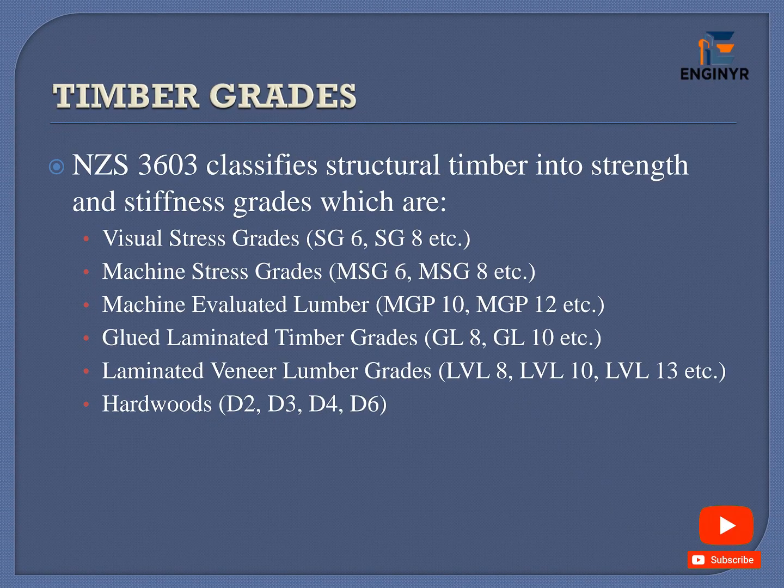Timber grades. NZS 3603 classifies structural timber into strength and stiffness grades. Visual stress grades, like SG6 and SG8. Machine stress grades, like MSG6 and MSG8. Machine-evaluated lumber, like MGP10 and MGP12. Glued laminated timber grades, like GL8 and GL10. Laminated veneer lumber grades, like LVL8, LVL10, and LVL13. And hardwoods, D2 through D6.